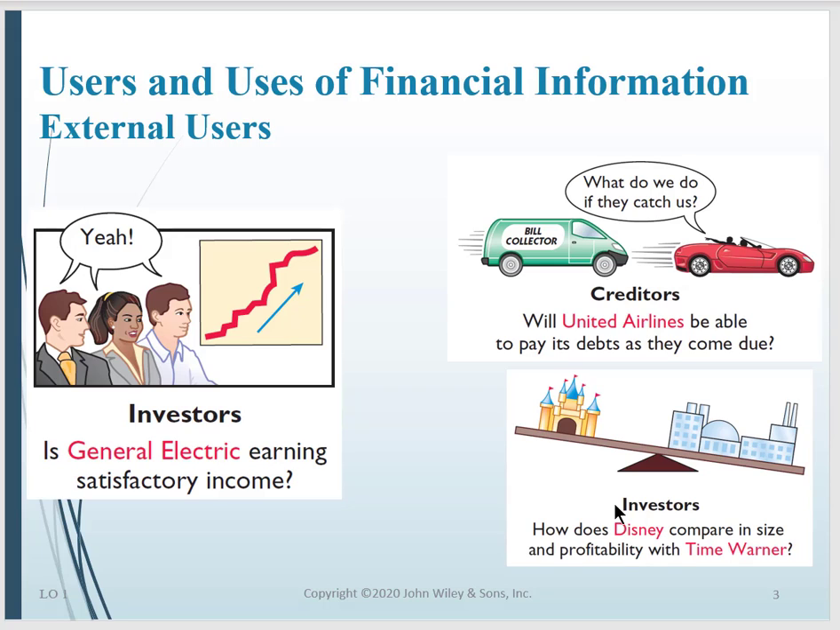Now, what do they want to know? They obviously want to know if we have enough cash or if we have the ability to make payments on the debts that we have with them. So creditors are interested in cash. They're interested in the volume or the amount of debt that the company has, because that represents a risk that they won't get the cash that we are obligated to pay them.